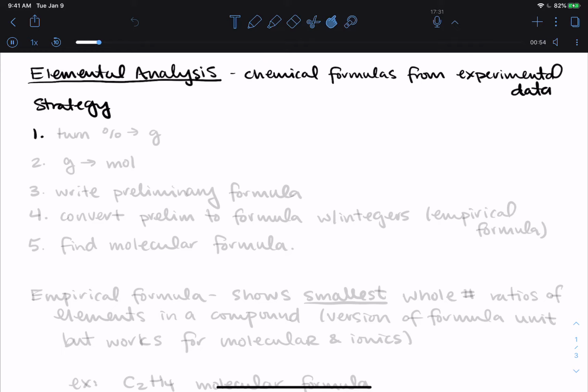in elemental analysis, what we will be given is a mass percentage. So step one is going to be to turn a percentage into grams somehow, and you'll see this in the specific steps. Step two will be to get grams into moles. Step three is going to be to write a preliminary formula.